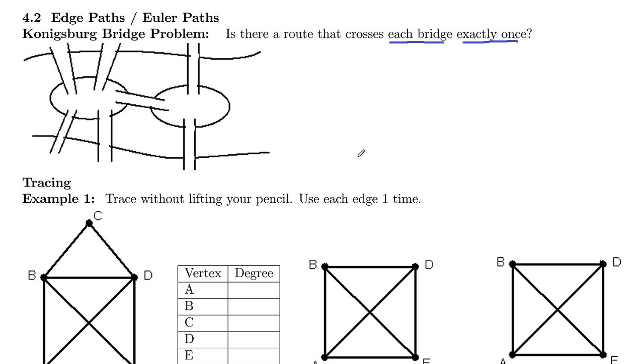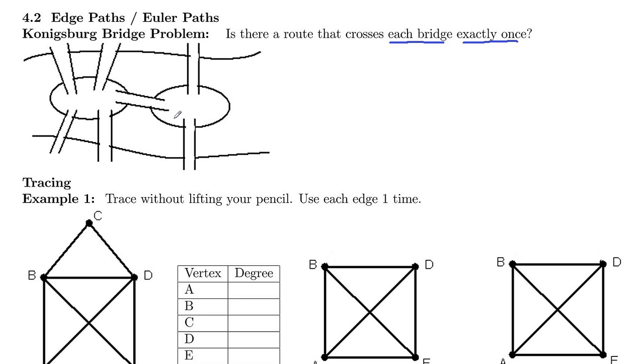So pause the video for just a second and see if you can find a route that goes through and crosses each bridge exactly once. You can start and end any place you want. If you were able to find a route, that's actually exceptional because there isn't a route.